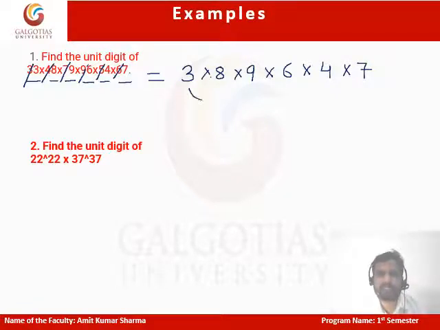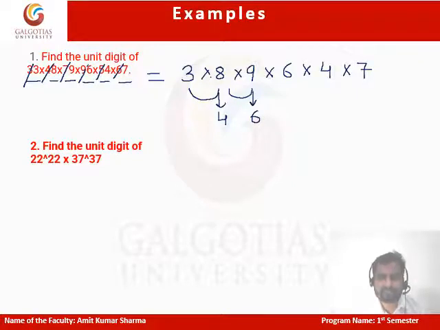Here 3 times 8 is what? 24. What is the unit digit? 4. Just note down 4 only. Then 4 times 9 is what? 4 times 9 is 36. What is the unit digit? 6. Just write down 6 only.